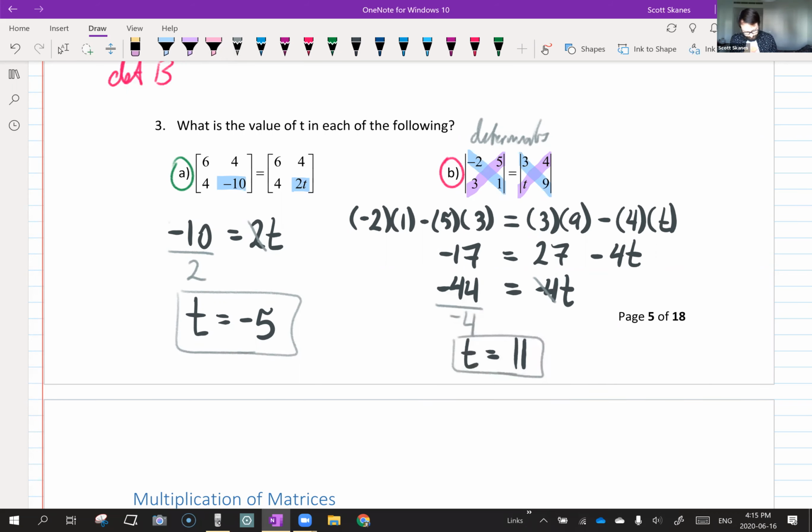All right. It's 11. Good job. If you got the negative, you just made a little issue with the signs. But other than that, I think it's all good.